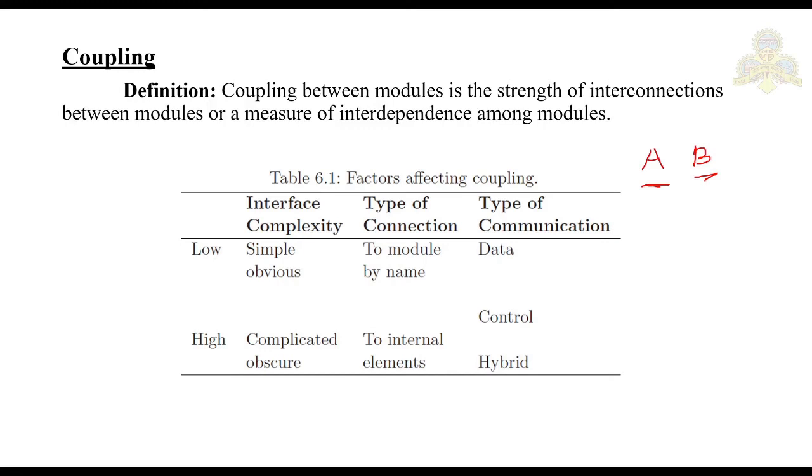So coupling is considered highest if the data is hybrid. That means both data items and control items are passed between modules, then we say it is a hybrid type of communication.